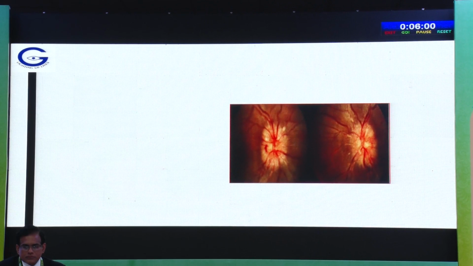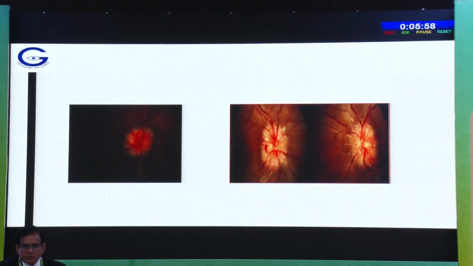And now look at this picture and this one. And look at this, there is a spot over here. When we see this yellow spot, it is suggestive of a disc drusen. That means it is pseudo disc edema. When we see this, there is a blurring of disc margins, disc hemorrhage, obscuration of vessels, and dilatation of surface capillaries. These things are suggestive of true disc edema.